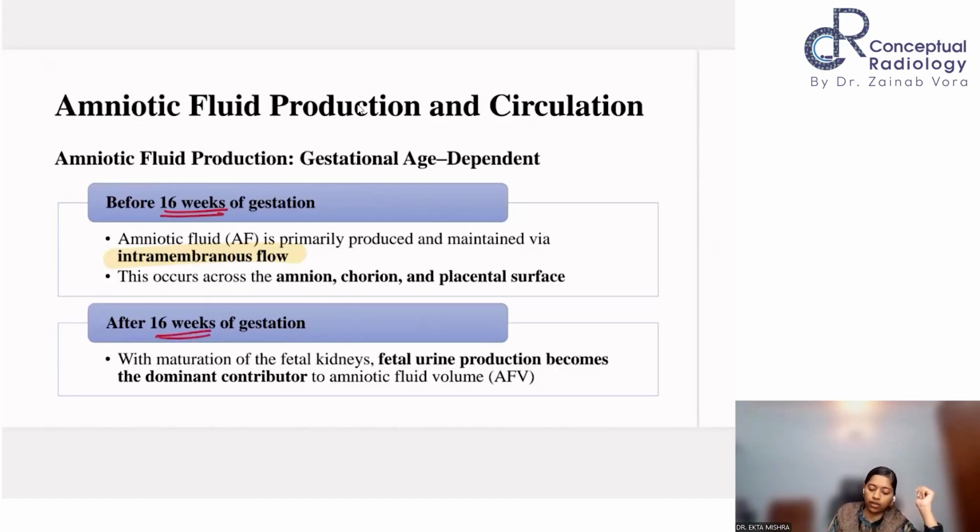After 16 weeks, the kidneys mature and start functioning, and then fetal urine production starts, and it acts as a major contributor of the amniotic fluid volume. So now, if after 16 weeks there is an abnormality of the amniotic fluid, you know that there is something wrong with the kidneys. If it concerns the fetus, then this is the first organ that needs to be checked.